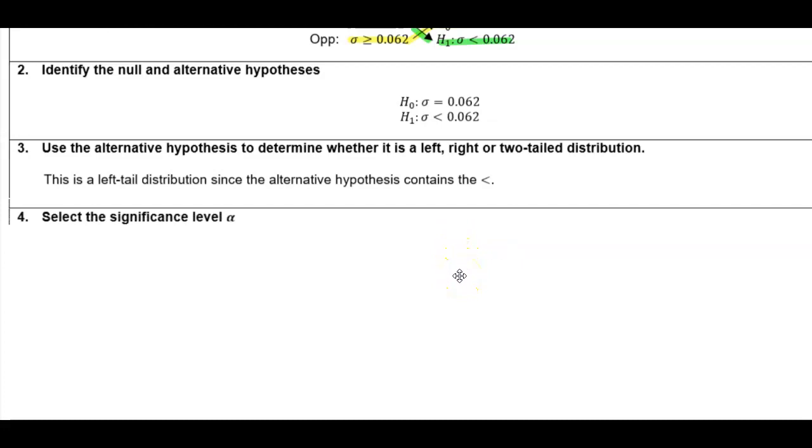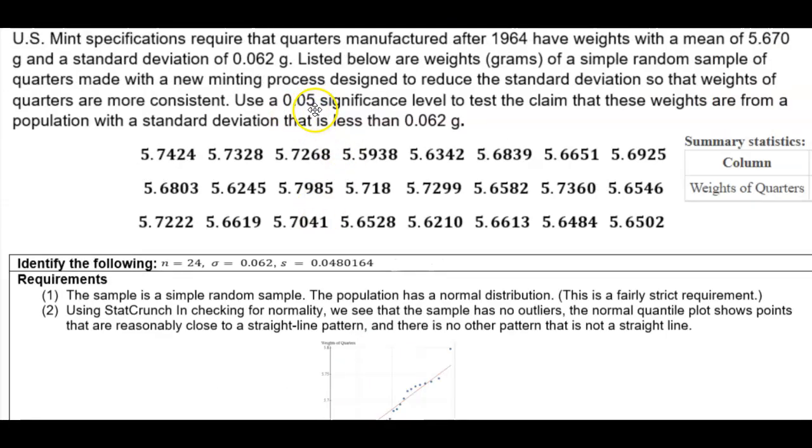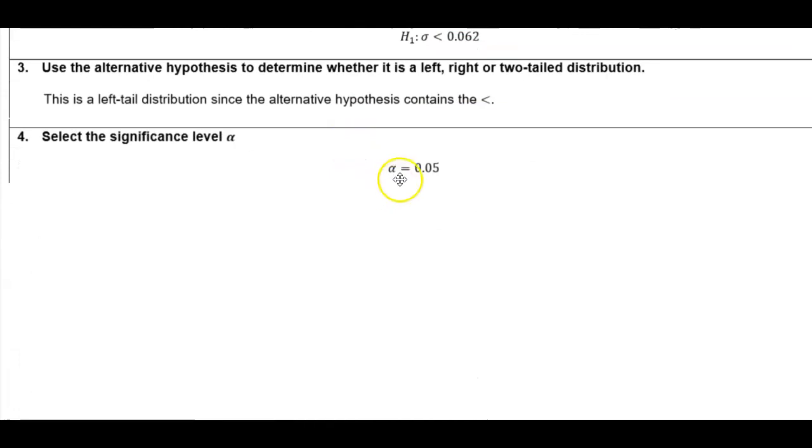And then we're going to select the significance level alpha. Well, if we come back up to the problem and the question, it says here that it wants us to use the 0.05 significance level. Therefore, alpha is going to equal 0.05.